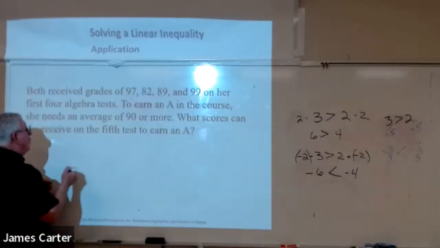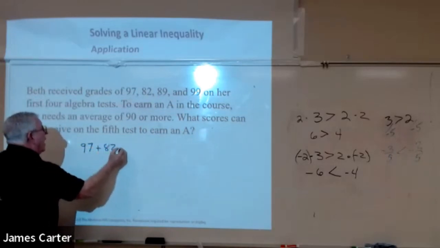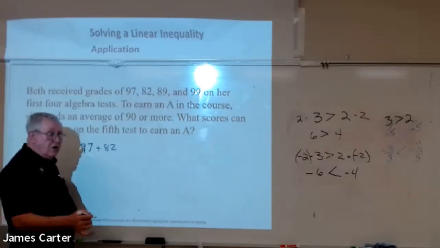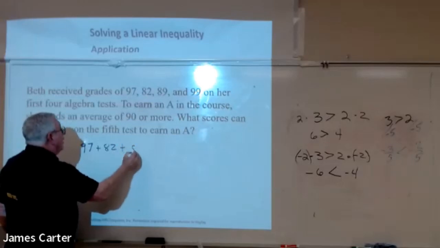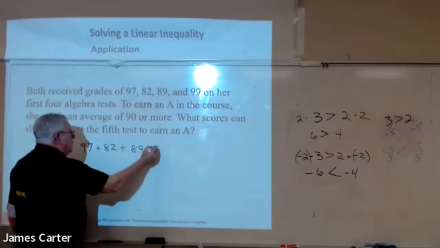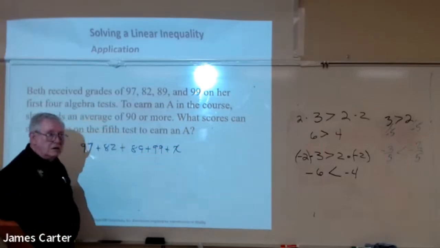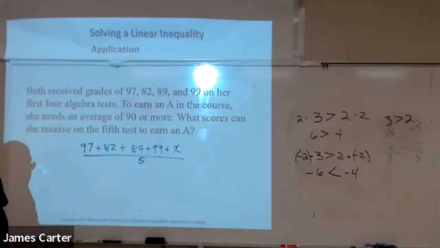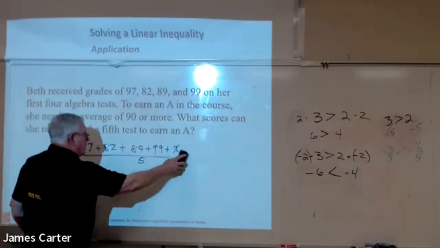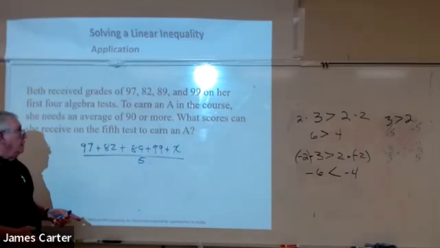Well, we know these 4, 97 plus 82. Average, just add them up and divide them by how many there are, right? Plus 89 plus 99 plus your unknown test score, divided by a total of 5 tests. Okay? Now, I'm going to erase that because I have work on the slide. But that's my thinking. Okay?